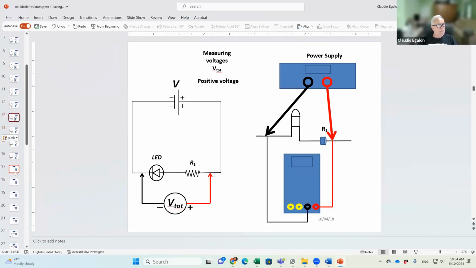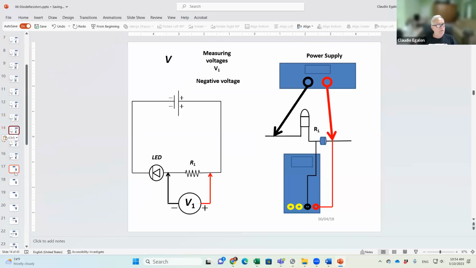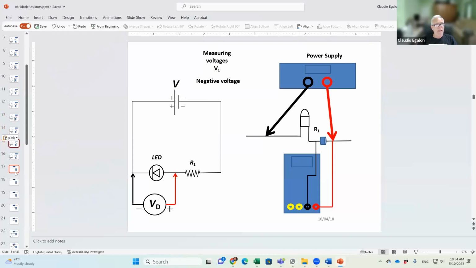Now, what we did before, right? First, we measure the total voltage of the circuit. Then we measure just the voltage across the resistor. And now we're going to measure the voltage across the LED. And okay, I gotta fix that as well. That's the right way of representing it here. I'm gonna move this guy here. Okay.